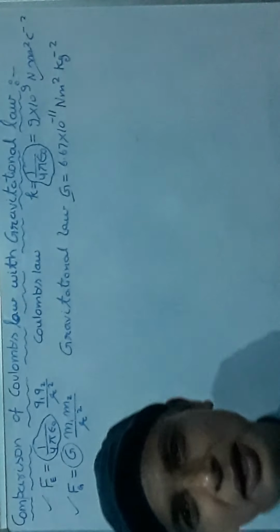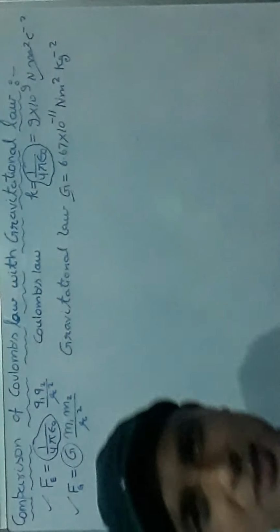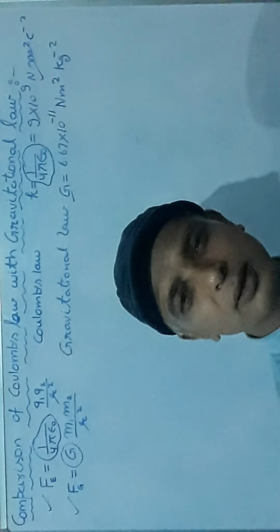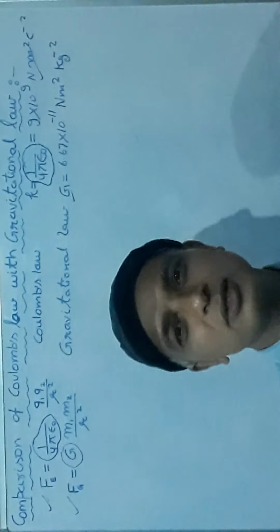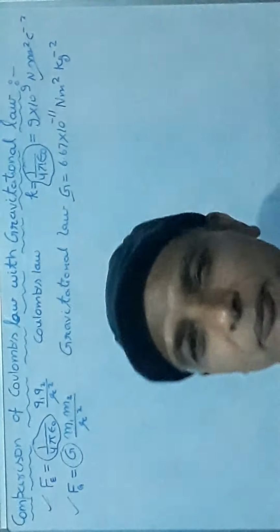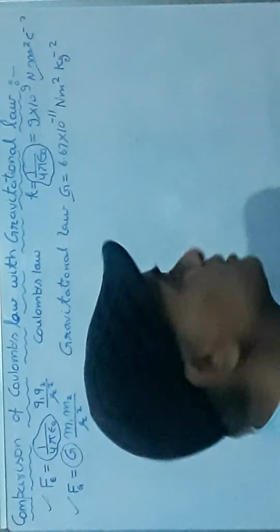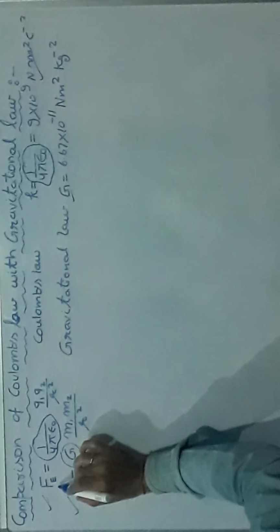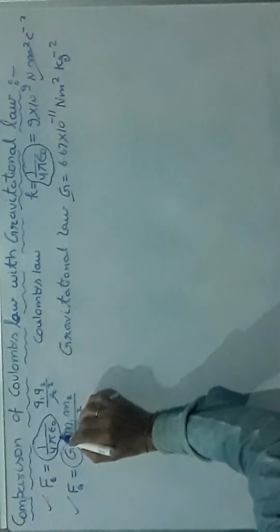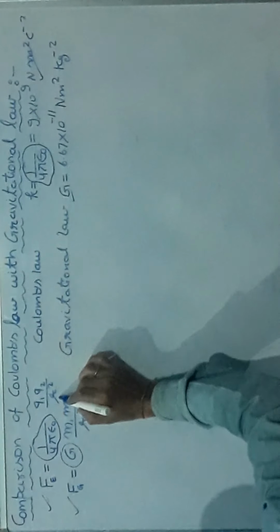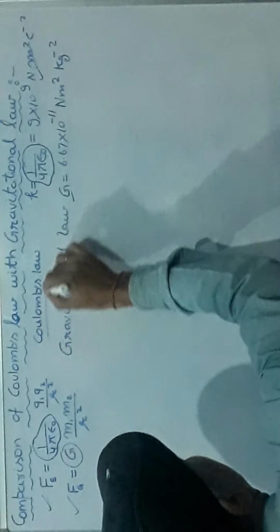The force of interaction between two point charges is directly proportional to the product of the charges and inversely proportional to the square of the distance between them. Okay. So in mathematical form I can write Coulomb's law as Fe, the electric force, equals 1 upon 4 pi epsilon naught, Q1 Q2 upon r square. That is Coulomb's law in mathematical form.